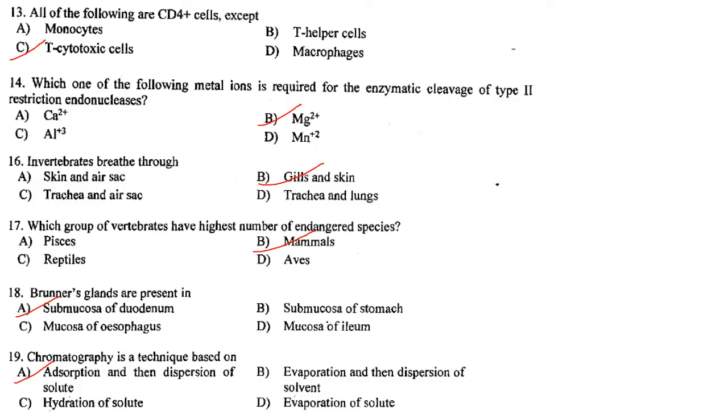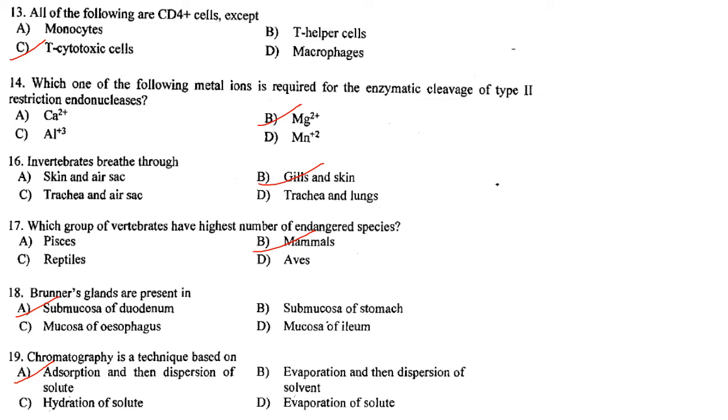Then all of the following are CD4 cells except. CD4 cells, they are monocytes, T helper cells, macrophages, all are CD4 cells except T cytotoxic cells. They are CD8 cells, CD8 plus cells. Which one of the following metal ions is required for the enzymatic cleavage of type 2 restriction endonucleases? So it is Mg2 plus that is required for enzymatic cleavage of type 2 restriction endonucleases. The metal ion that is required is Mg2 plus.